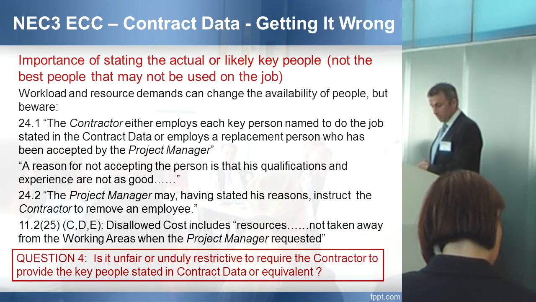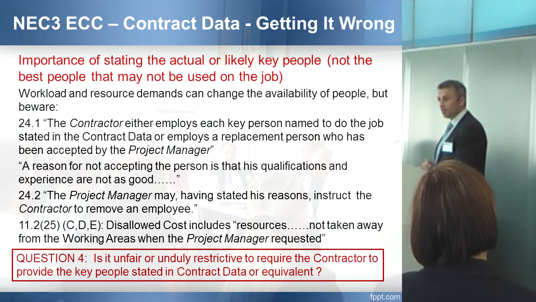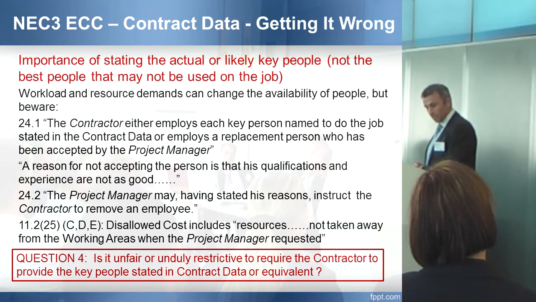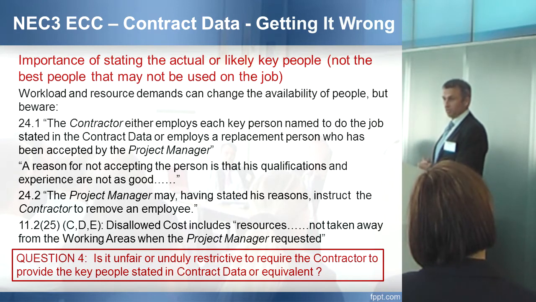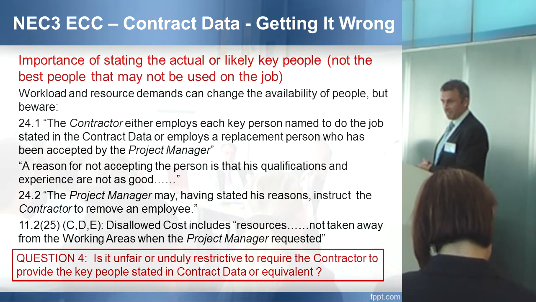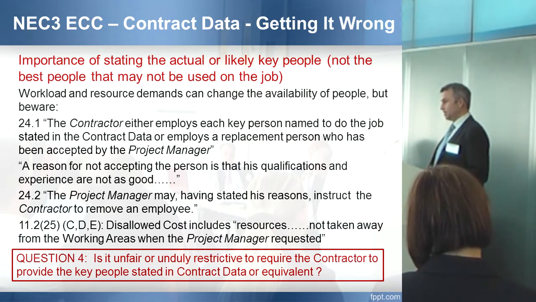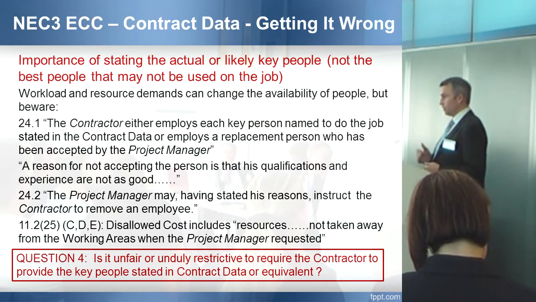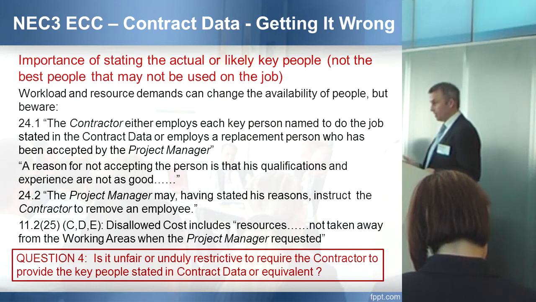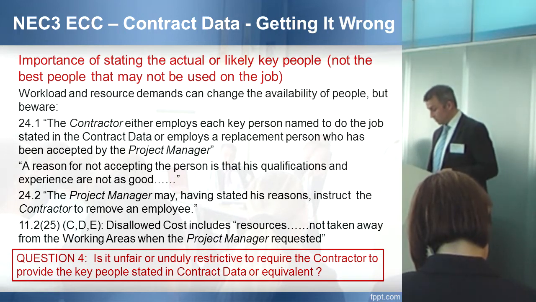11.225 under option C, D, and E, disallowed cost, includes resources not taking away from the working areas when the project manager requested. Okay, so you could get yourself into some hot water here if you don't at least confront the issue of who is actually going to do the job at the time you sign the contract or complete the contract data that goes into the contract.